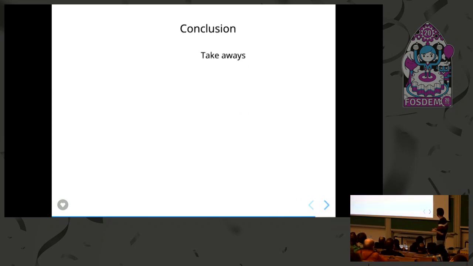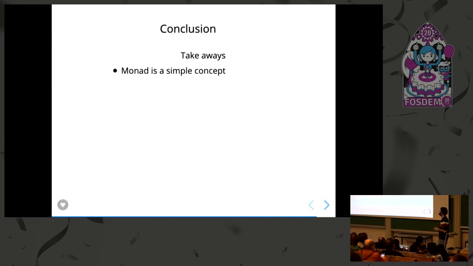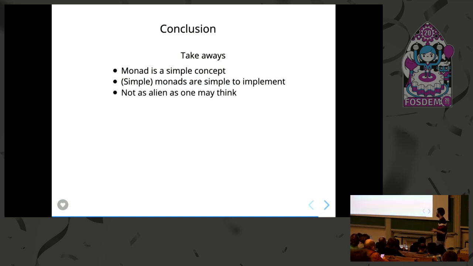So, conclusion, takeaway. I hope that you are somehow convinced that monads are not that complicated. Simple monads are simple to implement. And again, what I'm saying is not absolute truth. There are many ways you could implement monads. Monads are not as alien as one may think. Those of you who know Twisted, the deferred object is actually a kind of monad.